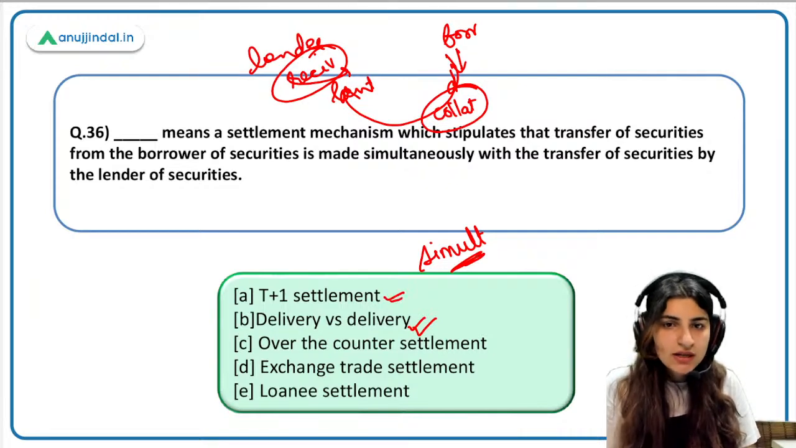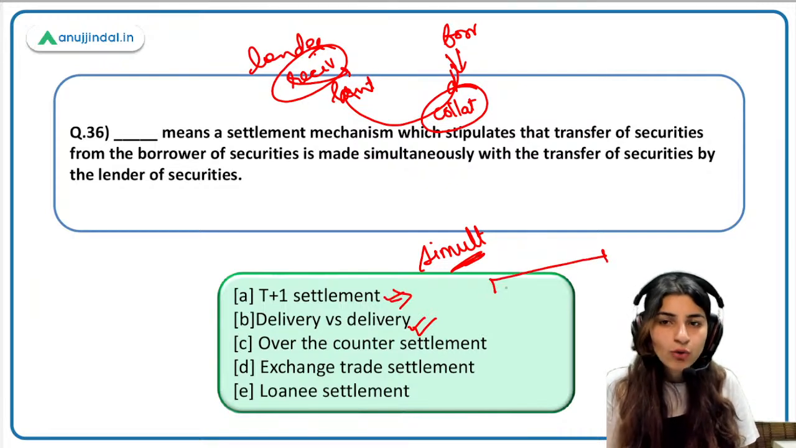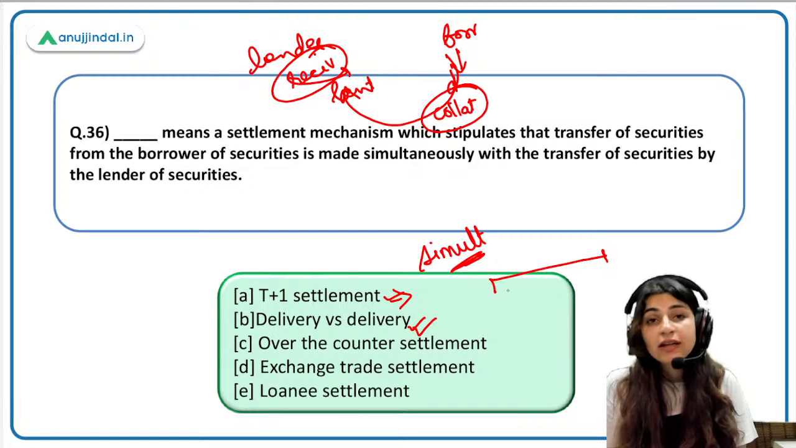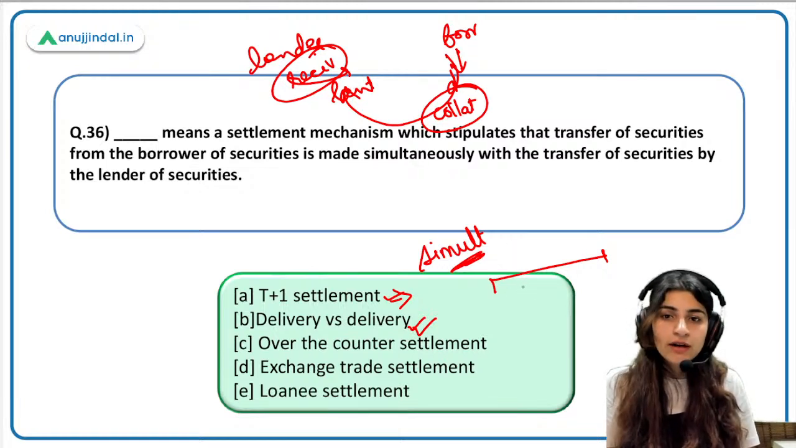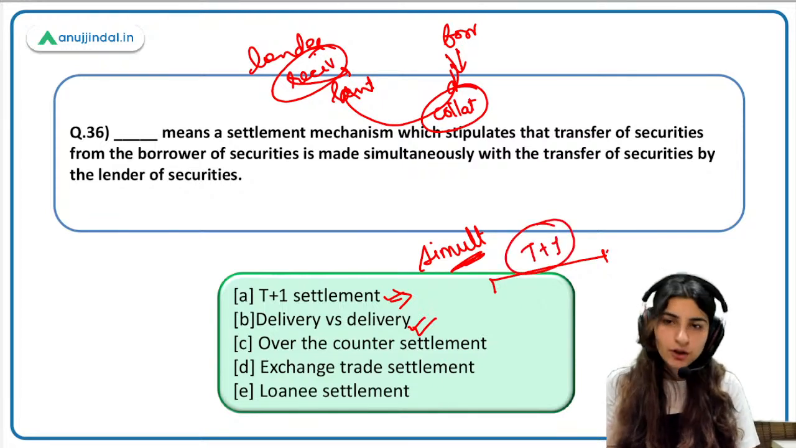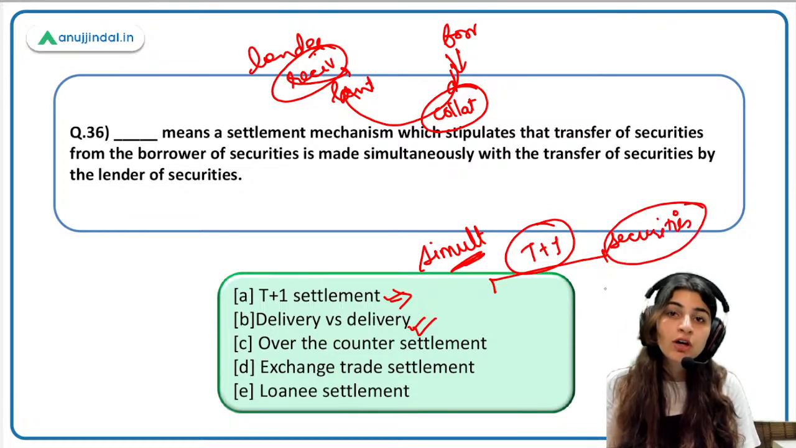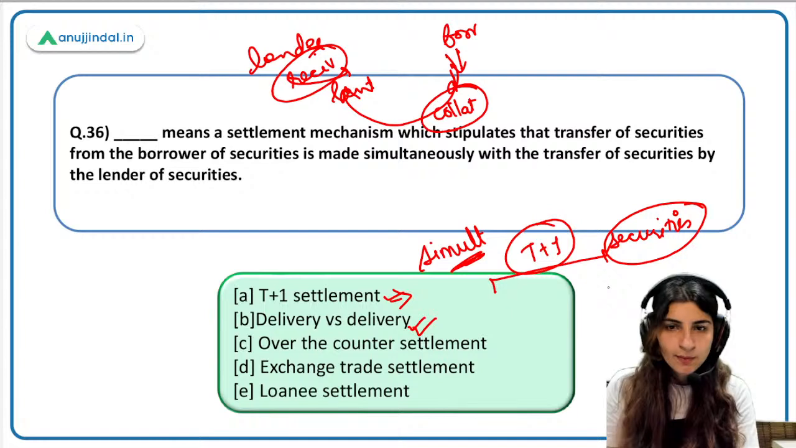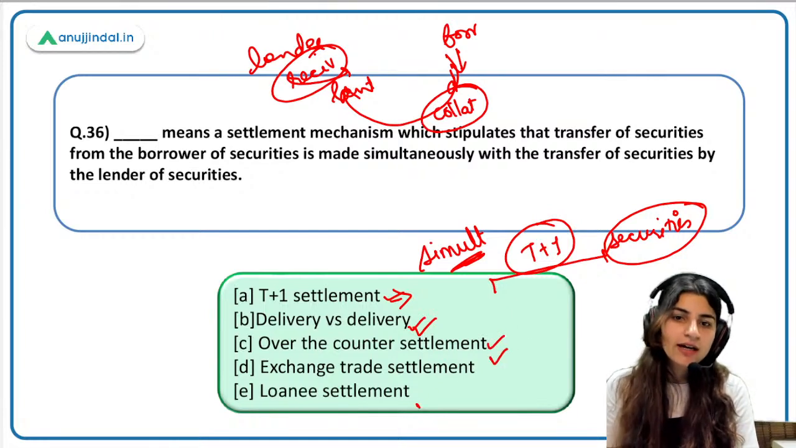Now what is T+1 settlement? It is when your account reflects the next day the debit or credit of securities. Okay, T+1 settlement is when the next day you get the securities, or your account reflects a credit or debit balance. Over the counter, exchange traded, loni settlement. Loni settlement was a made up word.